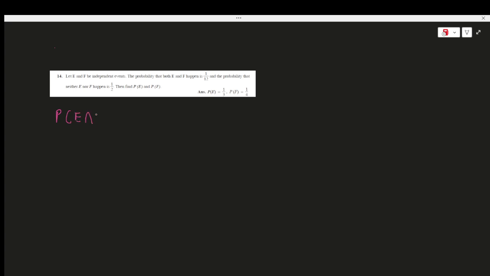Probability that E and F, it is basically E intersection F, happens is 1 by 12, and probability that neither E nor F happens is 1 by 2. Then find P(E) and P(F).